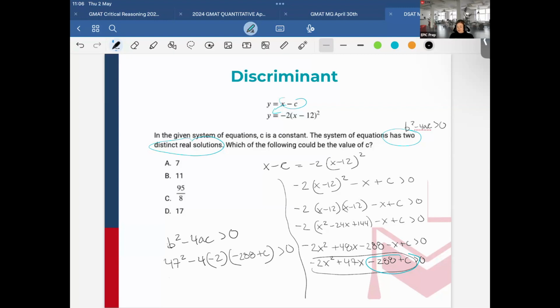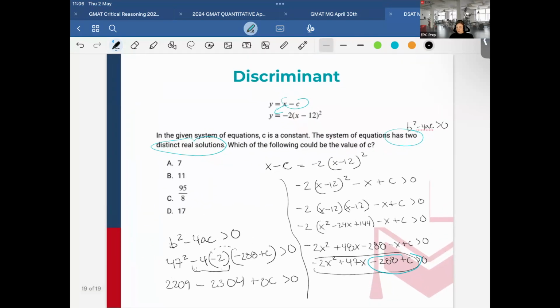And then let's just solve that out. And here you just need to be super careful with the negatives. So this is 2209. This is -4. -4 times -2, so it becomes +8. And then imagine I have this +8 being distributed to this negative number. So it'd be 288 times 8, which is minus 2304. And then here it's +8 times +c, so plus 8c greater than 0. Oh my, I'm running out of space.